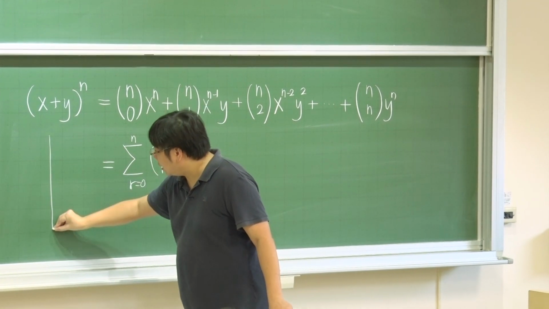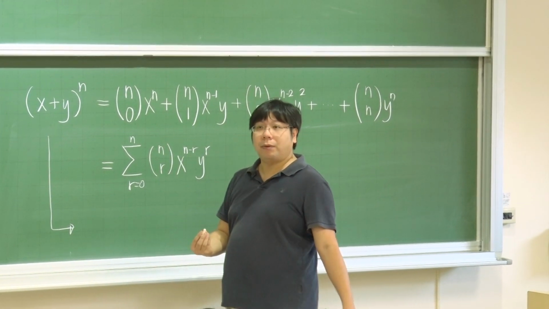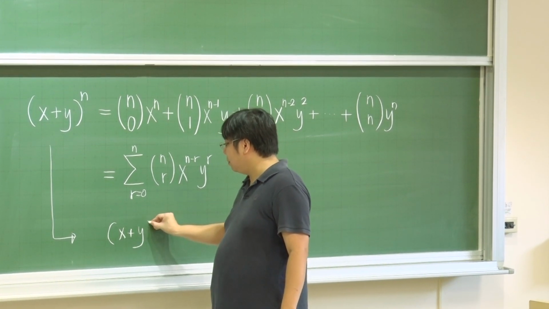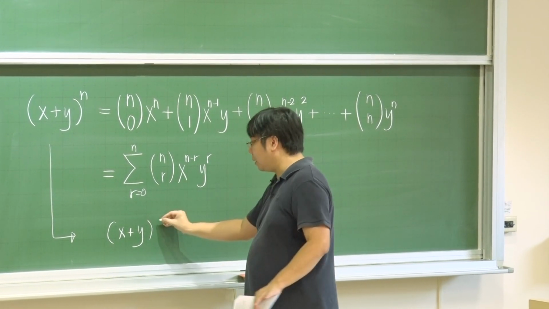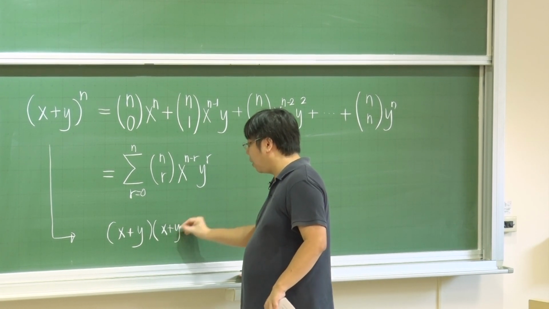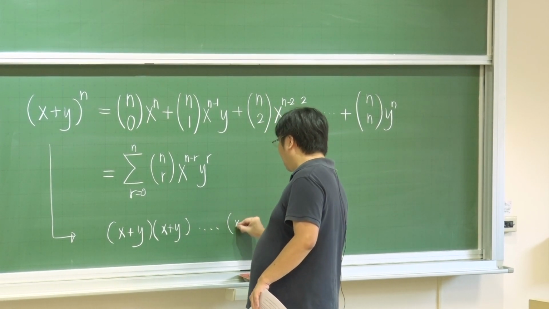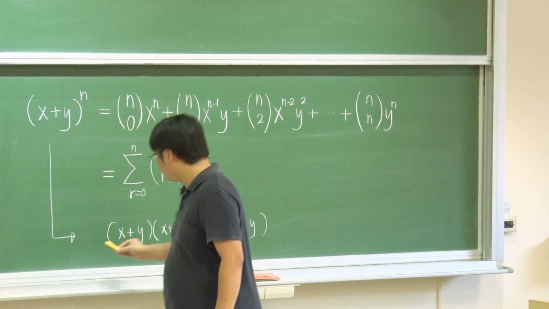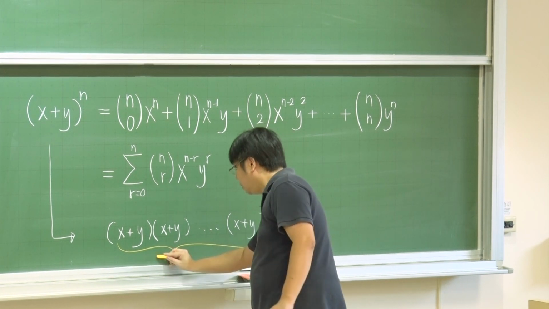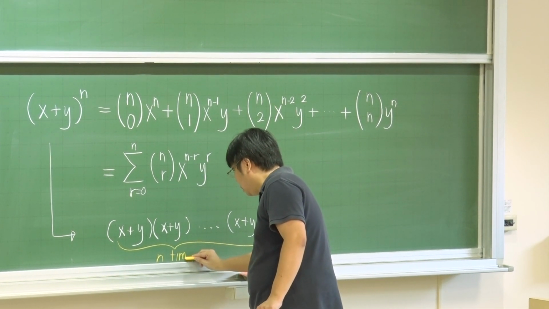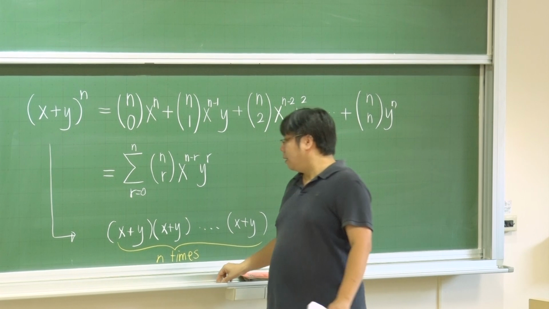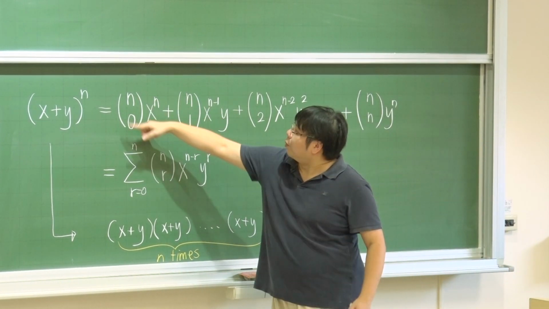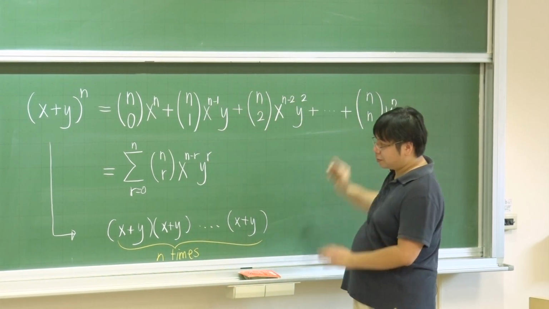The left-hand side is (x + y)^n, right? So you write down the equivalent form in an expanded way: (x + y)(x + y)(x + y), all together n times. The expansion of this will help us find out why these terms are true.